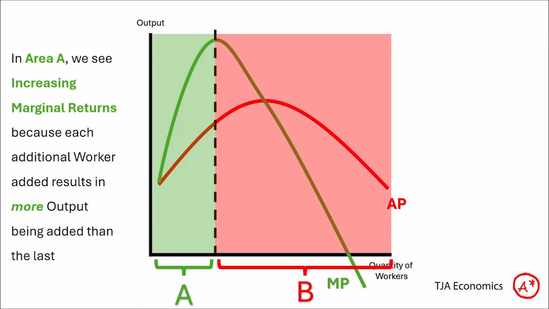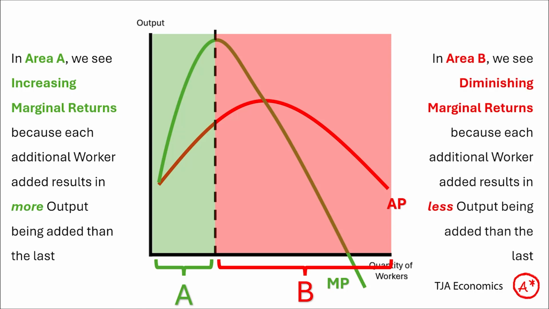But after this point, as we said, they start to get in each other's way. They start to actually hinder each other. And so in area B, we see diminishing marginal returns. The marginal returns fall off because each additional worker added results in less output being added than the last. Like we said, they get in each other's way. They're causing inefficiencies. They're causing a lack of productivity.